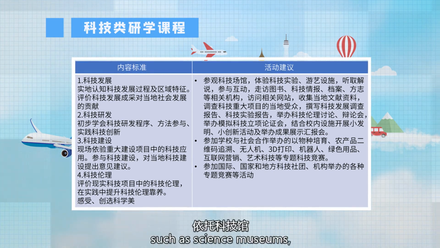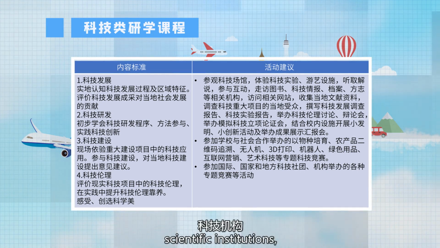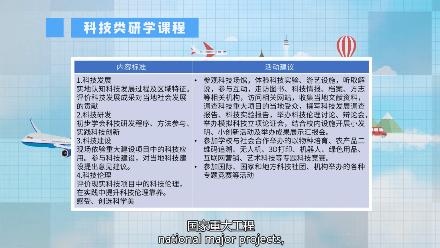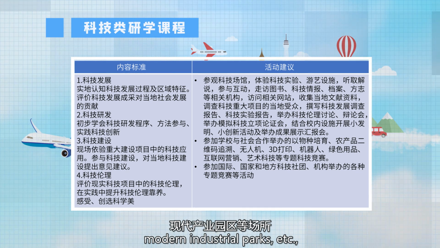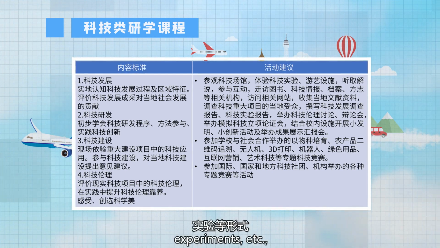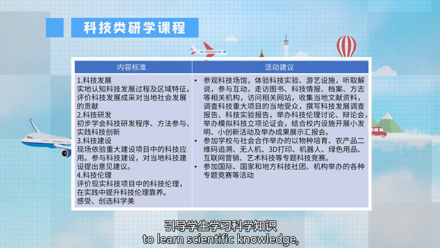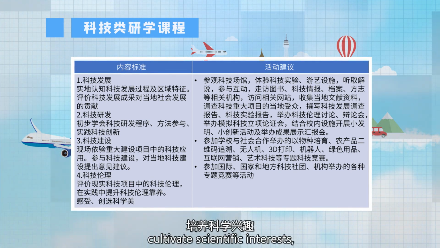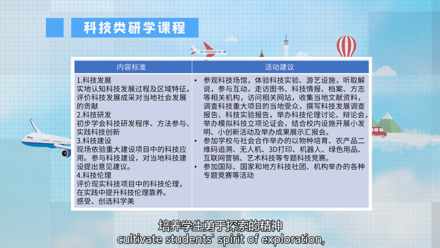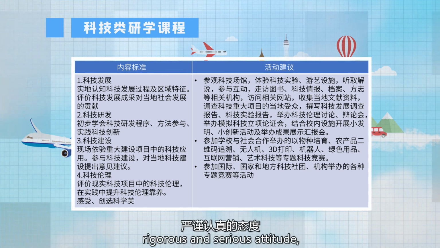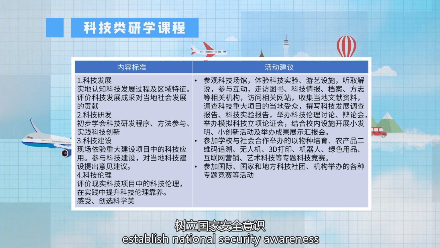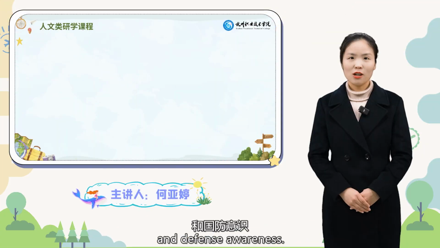Relying on places such as science museums, scientific institutions, higher education institutions, national major projects, modern industrial parks, etc. Through forms such as visits, training, experiments, etc., guiding students to learn scientific knowledge, cultivate scientific interests, master scientific methods, cultivate students' spirit of exploration, rigorous and serious attitude, love for science, and establish national security awareness and defense awareness.